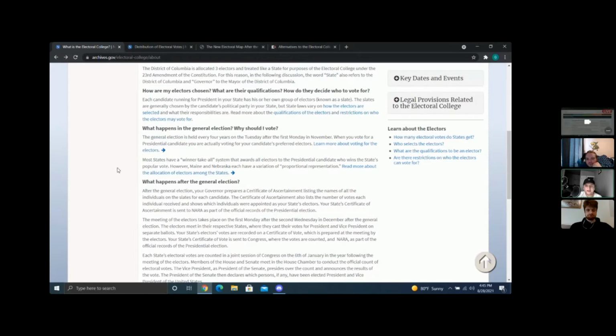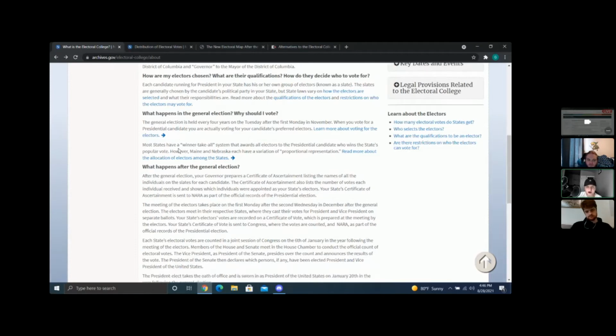What happens in the general election? Why should I vote? The general election is held every 4 years on the Tuesday after the first Monday in November. When you vote for a presidential candidate, you are actually voting for your candidate's preferred electors. Most states have a winner-takes-all system that awards all electors to the presidential candidate who wins the state's popular vote. However, Maine and Nebraska each have a variation of proportional representation.